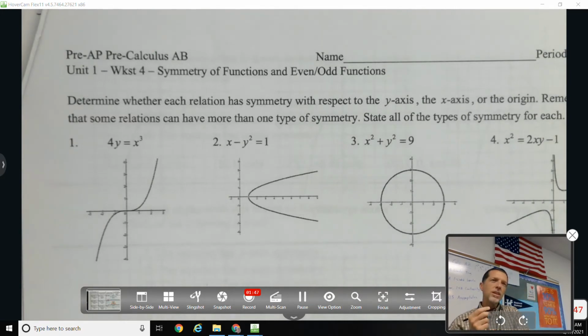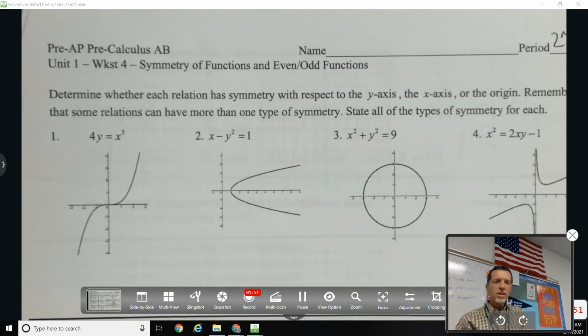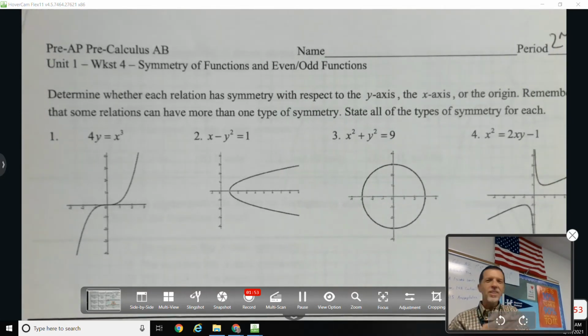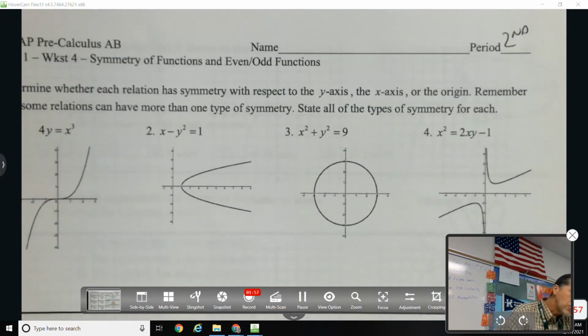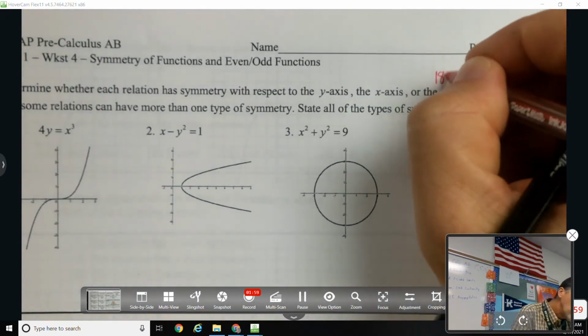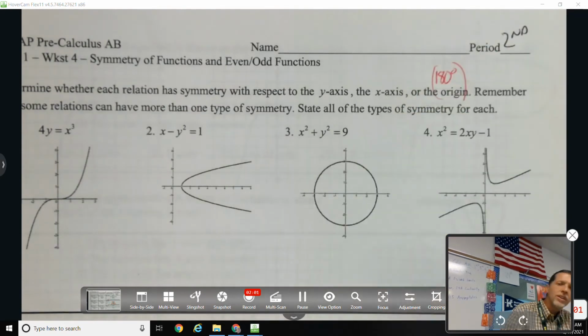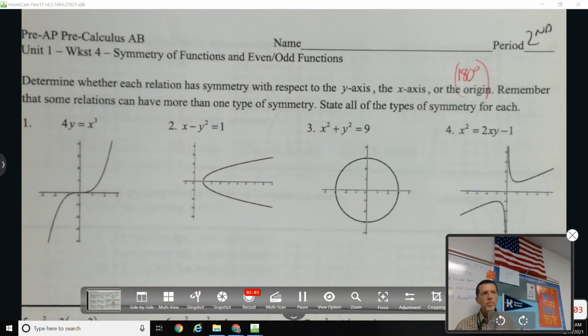0, 0. Something about 0, 0. Kind of a diagonal thing. That's not where the x and y cross. Completely wrong. It has symmetry with the origin if you can rotate it 180 degrees and it looks the same. Or if you switch x and y and you get the same graph.